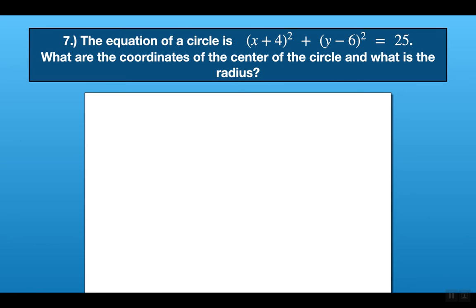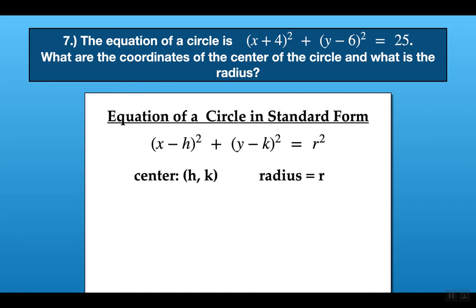Okay, question number 7 says the equation of a circle is (x + 4)^2 + (y - 6)^2 = 25. What are the coordinates of the center of the circle, and what is the radius? So you need to have this equation memorized. If you remember this equation, then all you got to do is look at the equation given to you in the question, see what's h and what's k and what's r, and that's it.